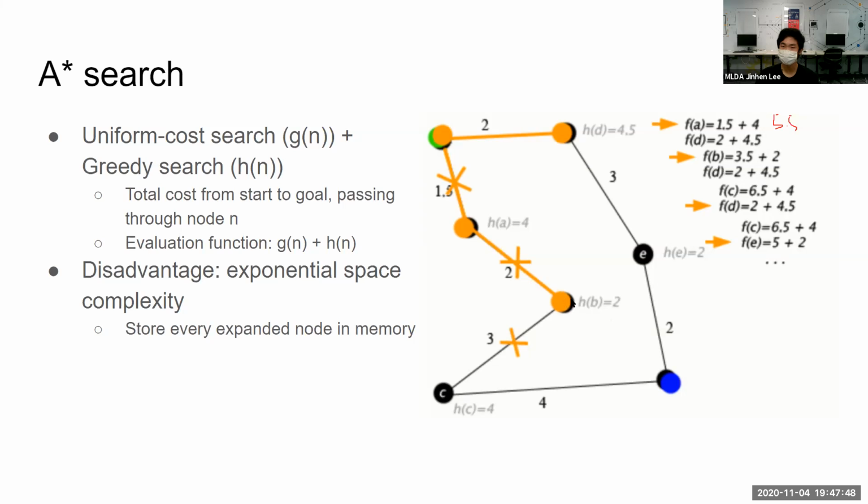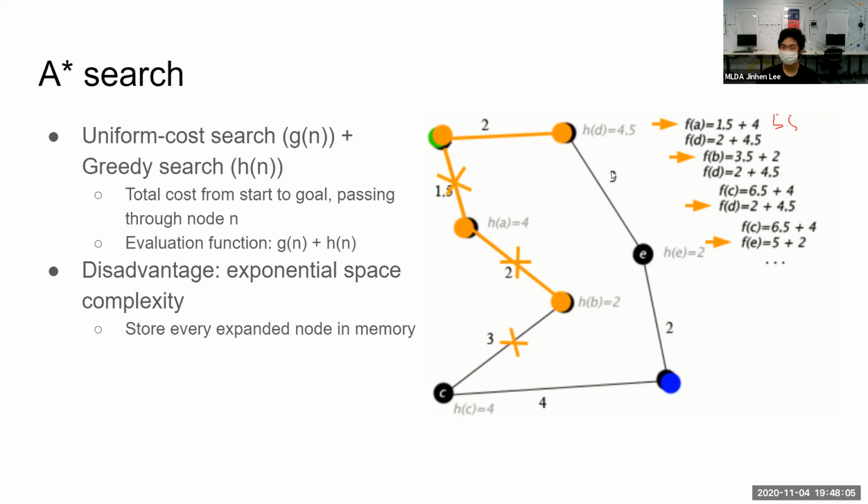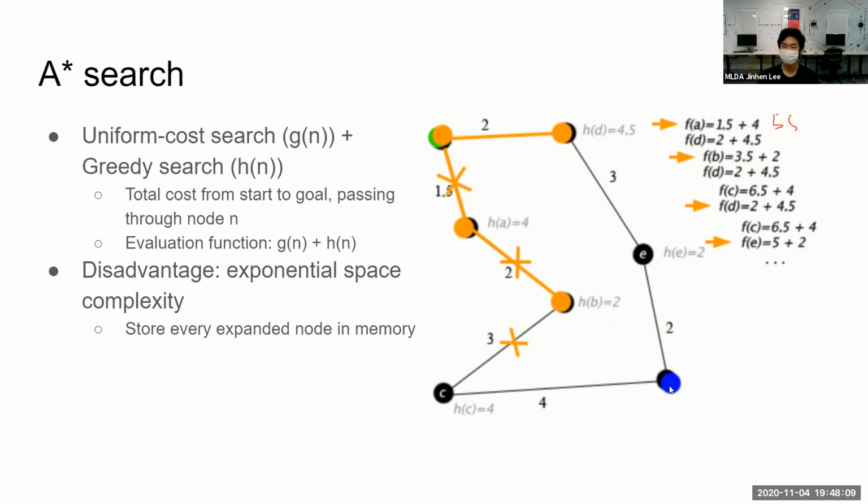So at node B, we still have the option to go to node D or we go to node C. But in this case, the cost of going to node D is actually cheaper than the cost of going to node C. So we'll backtrack again and we will visit node D instead. So then you carry on until you reach this blue node.